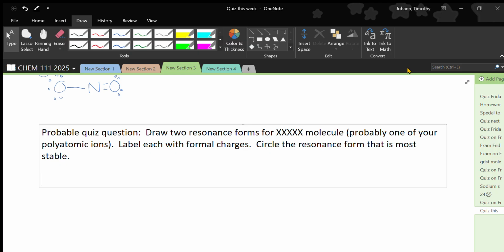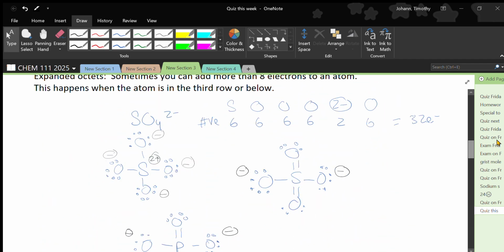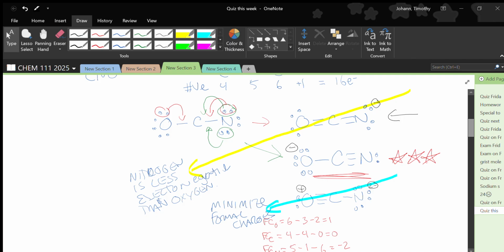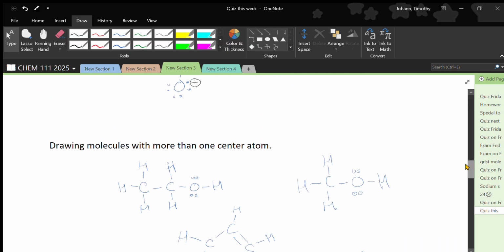So that's a really good question. The diagrams that we drew for the CNO. Yes, those are all resonance forms. Let's scoot that up. Yes, those are all resonance forms. Okay, we didn't call them resonance forms before, but they are. Great question.